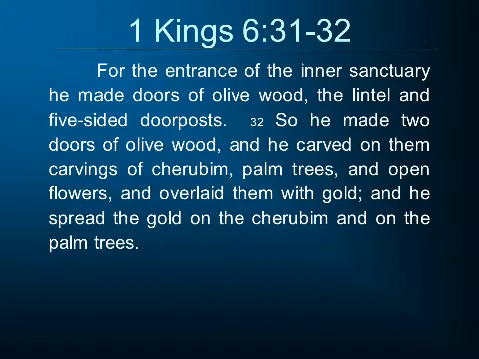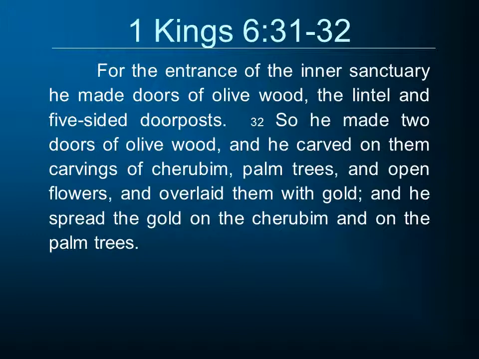Now, we're told that for the entrance of the inner sanctuary, Solomon made doors of olive wood, the lintel, and the 5-sided doorposts. So he made 2 doors of olive wood, and he carved on them carvings of cherubim, palm trees, and open flowers, and overlaid them with gold, and he spread the gold on the cherubim and on the palm trees. So we have doors with the images of cherubim, these winged creatures, upon the doors.